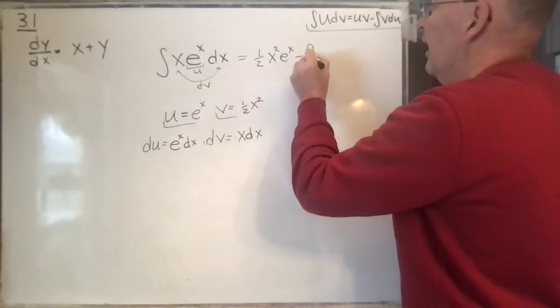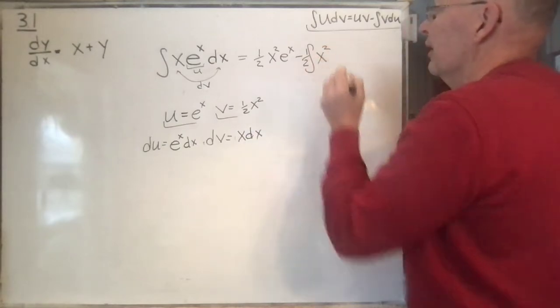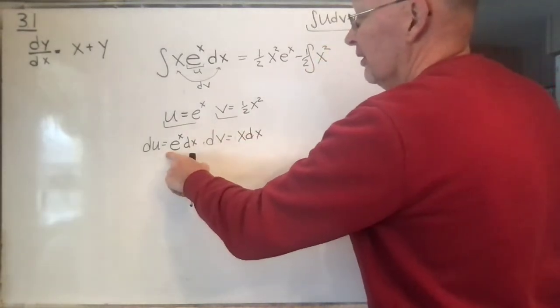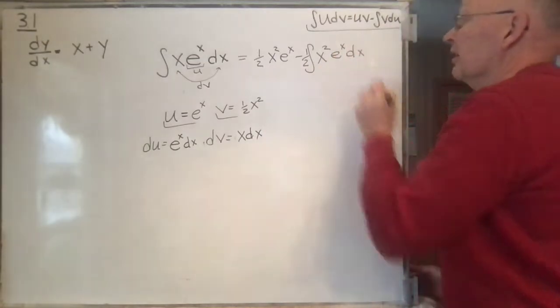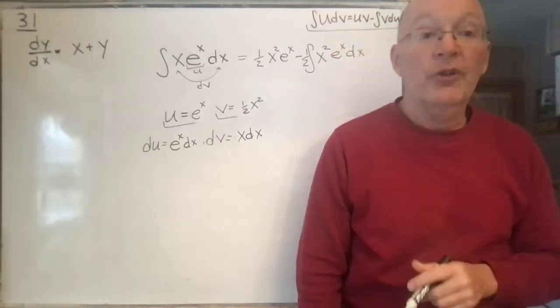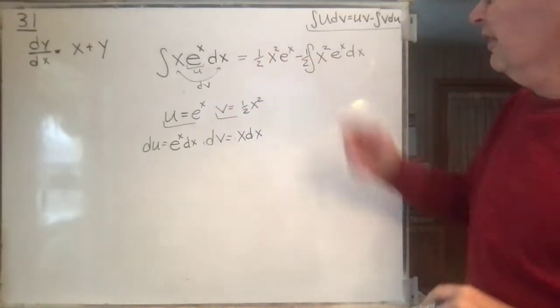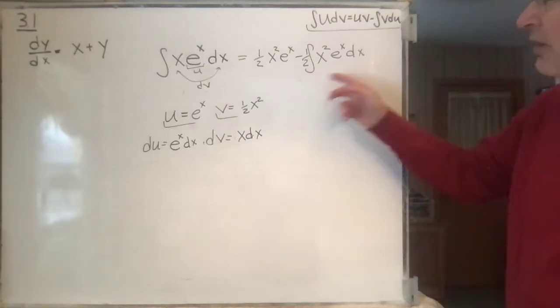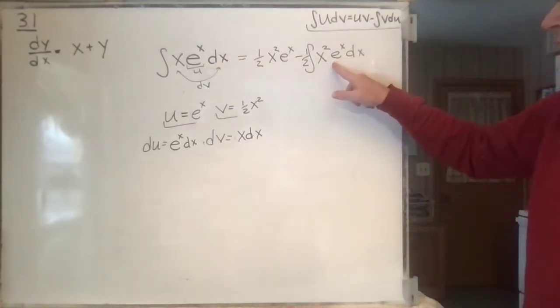I can bring the 1/2 out front again. I'm going to get an x squared right there. And then I'm going to get du, which is e to the x dx. Okay? So the good news is, this is perfectly good. This is true. This is equal to this. The bad news is, if we were in a hole here, we're in even a deeper hole here.